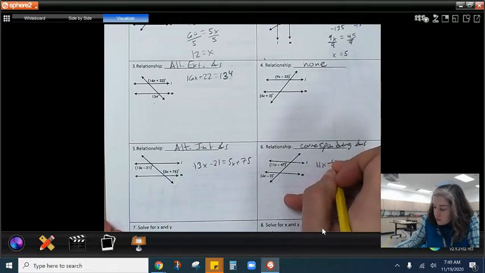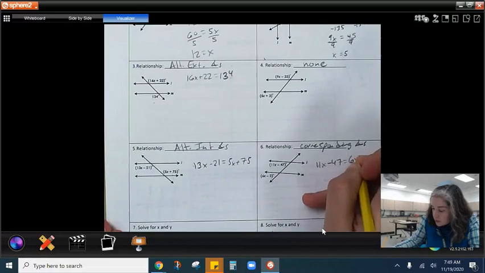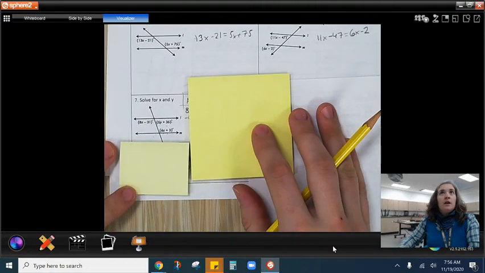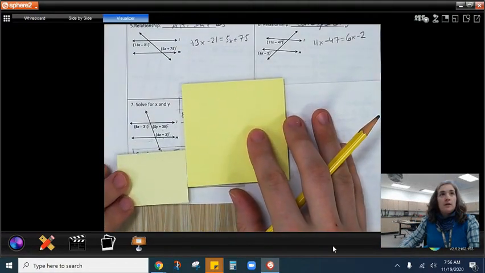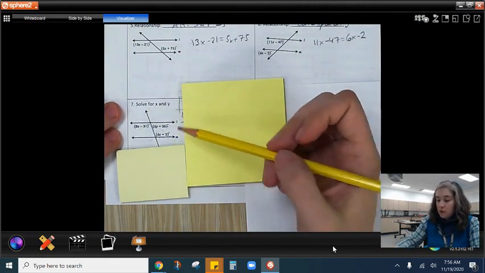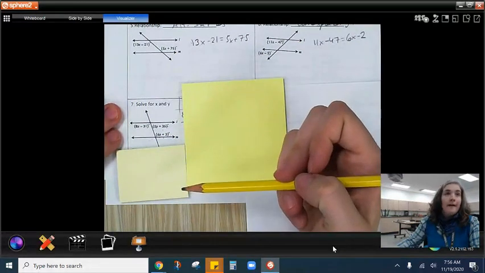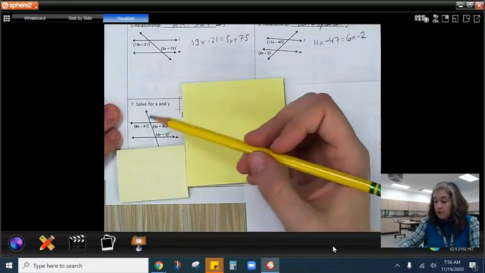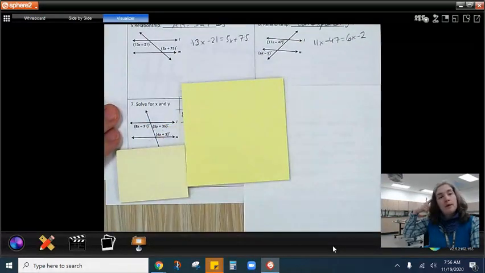So that's going to be 11x minus 47 is equal to 6x minus 2. All right, so now let's take a look down here. I want to talk about these two. So for this one, we have to solve for both x and y. Now you'll notice that there are two angles that have x in them. So we want to think about, well, what's their relationship?